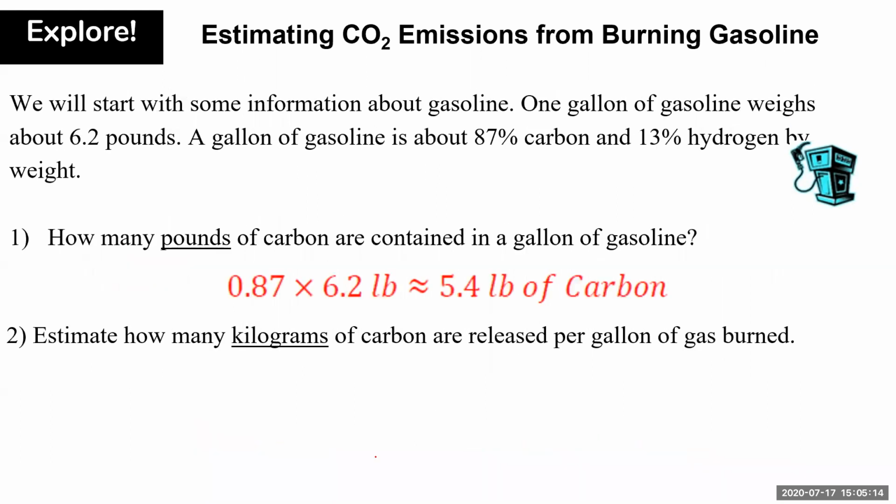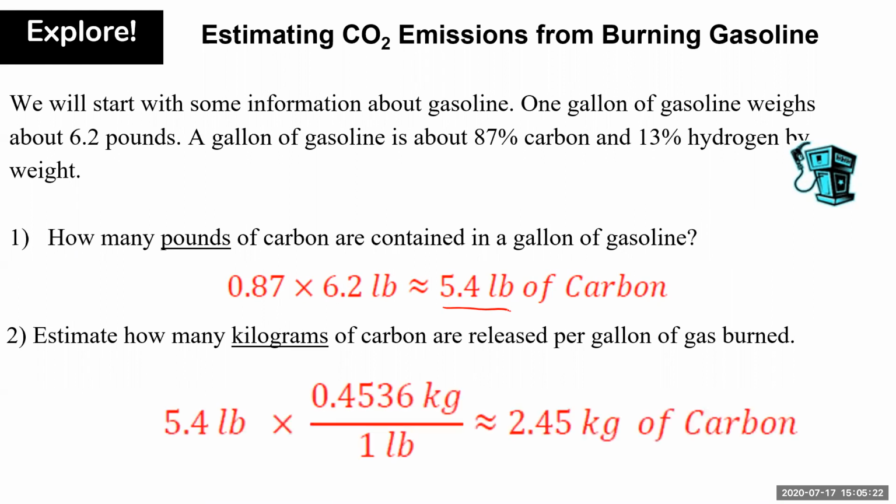All right, now we want to change this result into kilograms. Going back to pages 2 through 5, our formula sheet, 1 pound is approximately 0.4536 kilograms, and that changes to 2.45 kilograms of carbon.